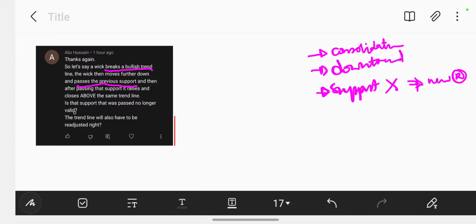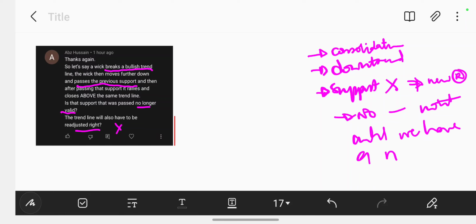So this is also a key point. And then here it was said the trend line will have to be readjusted. No, you'll say, not until we have a new high. That's the only time you can readjust it. Okay, I'm going to end it there, my guy. I hope you are answered.